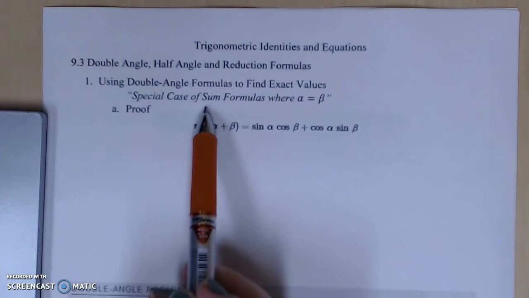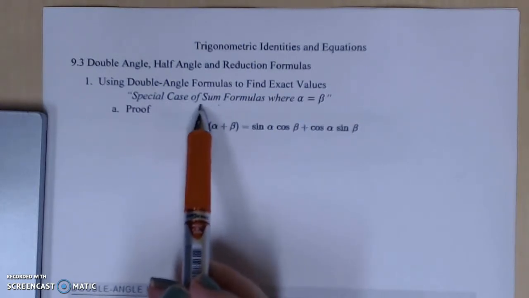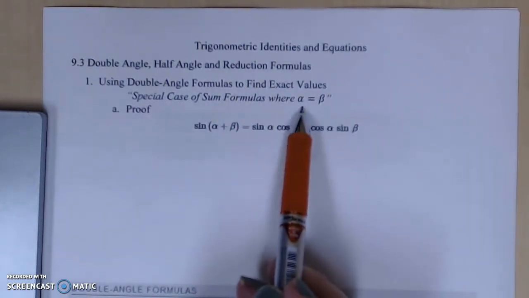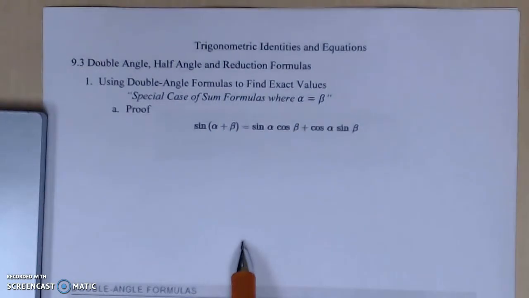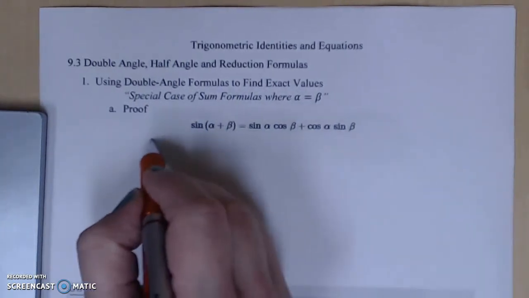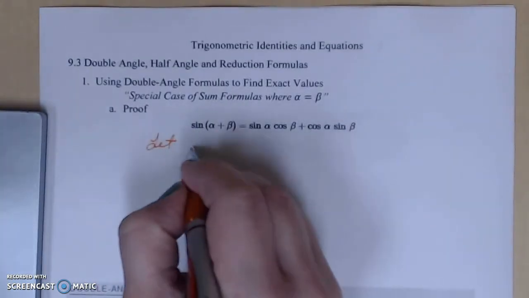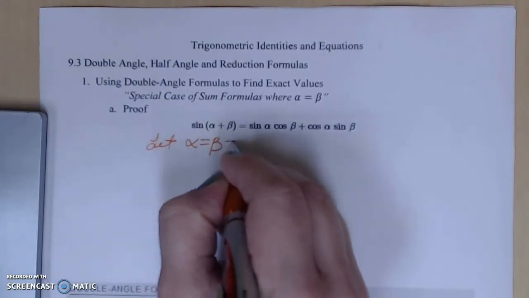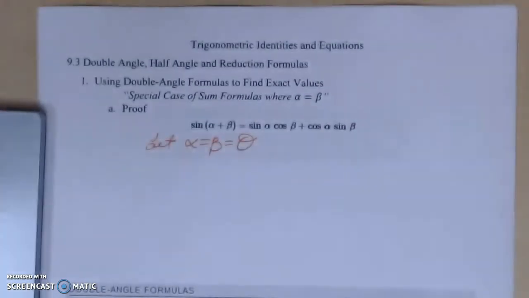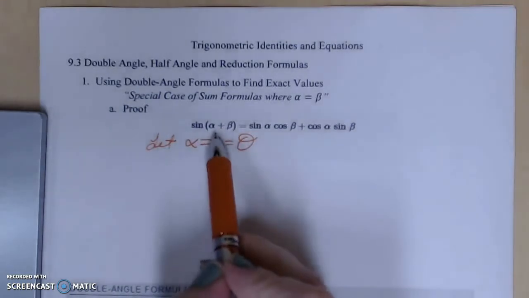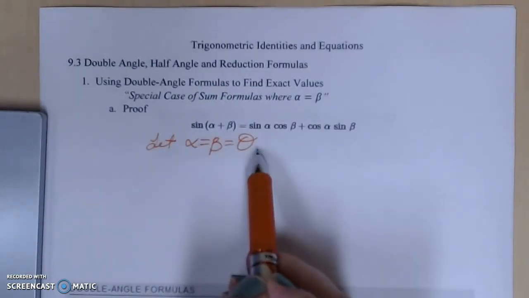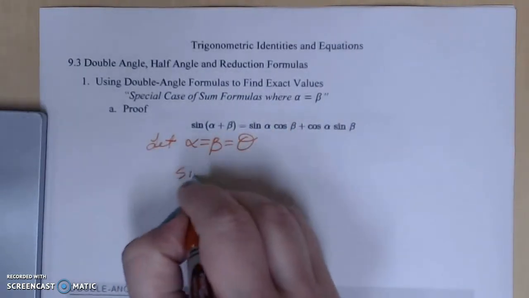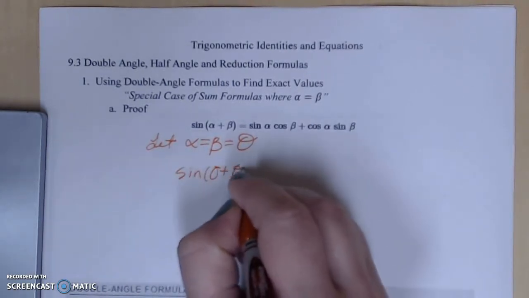And so what we're going to do is use our sum formulas from the previous section, and we're going to let alpha be equal to beta. So I want to show you a proof of this sine one, and then the other proofs will follow suit. We're going to let alpha equal beta, and we're just going to call that theta. So let's look at this. What if alpha and beta were the same angle? So I would have sine of theta plus theta.